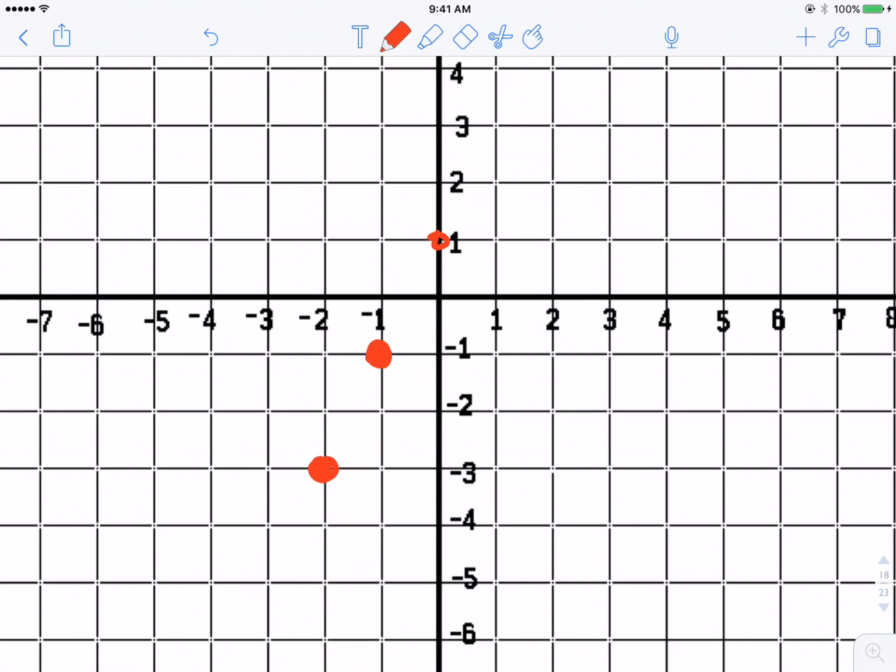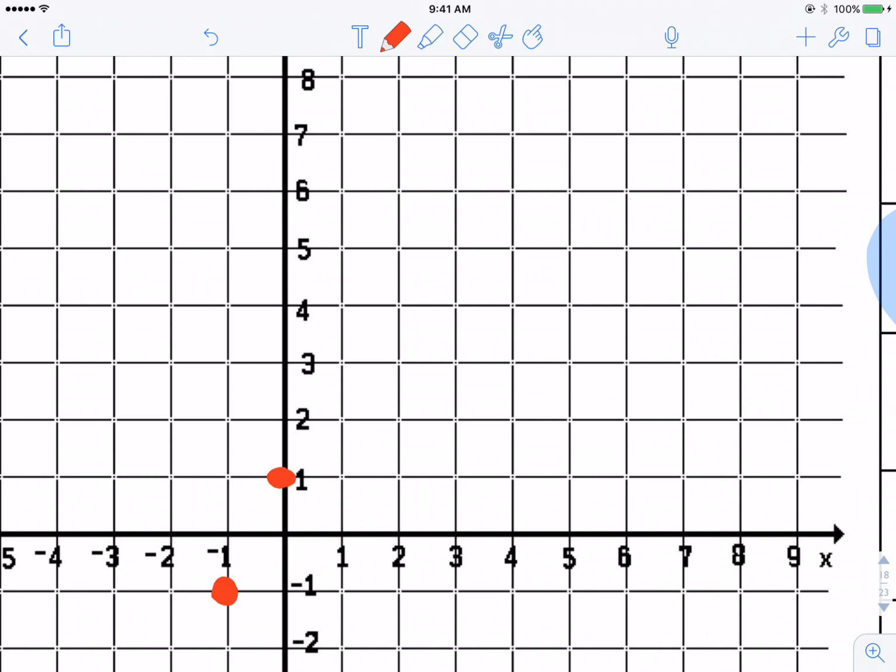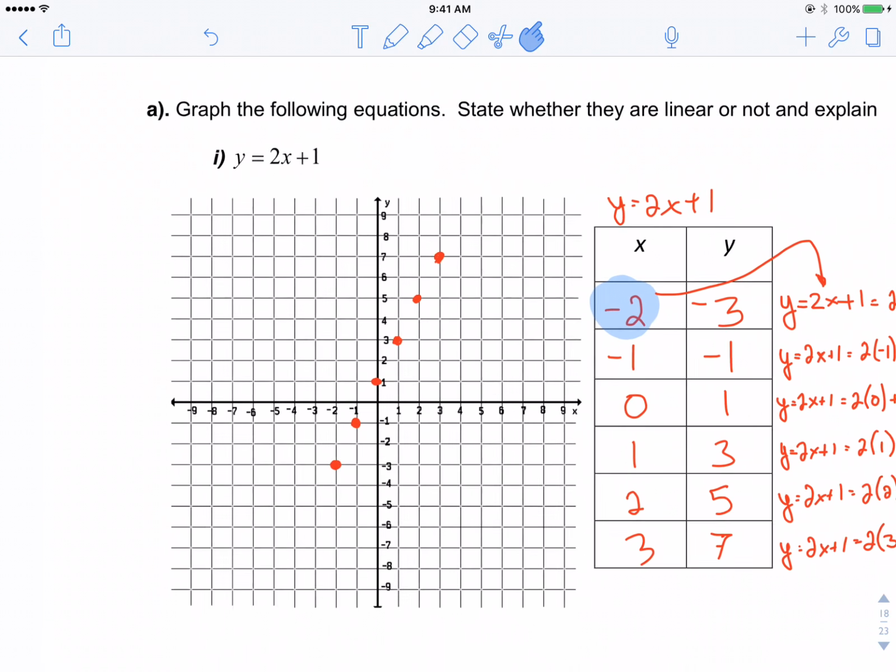We have 0 and 1. We have 1 and 3. We have 2 and 5. And we have 3 and 7. So there are my points.